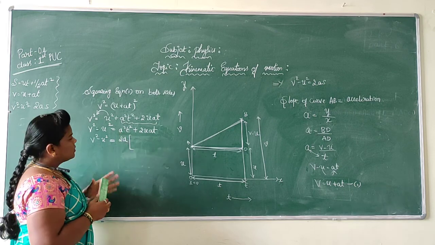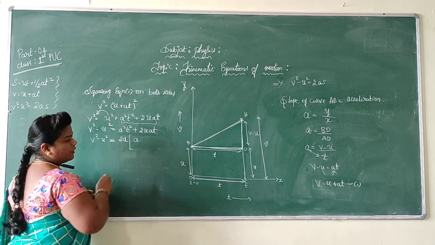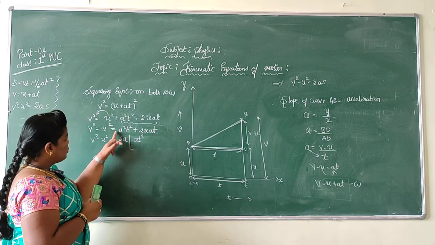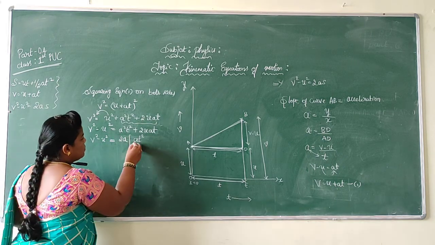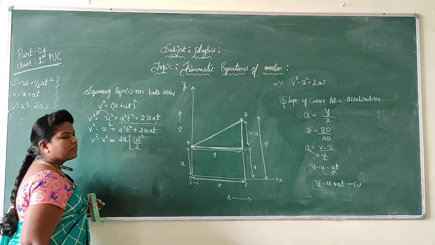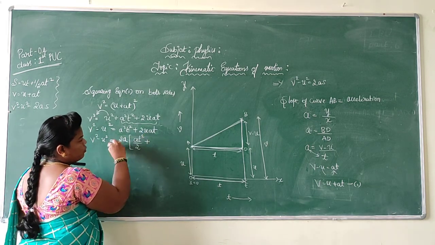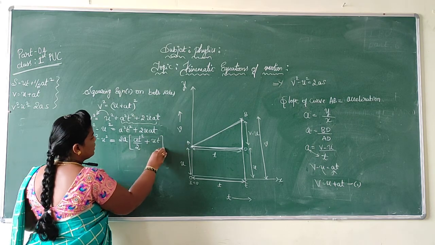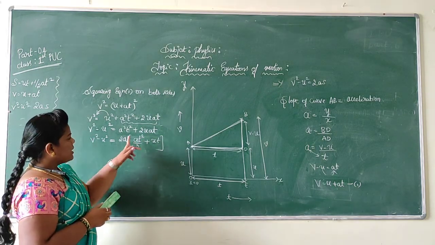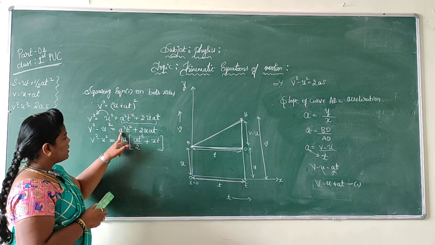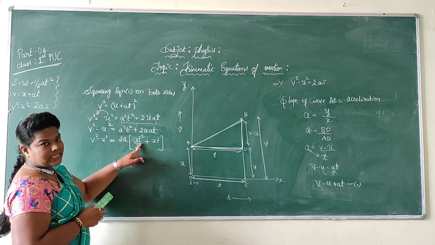One A came out, remaining is another A, and t square will be there as it is. But 2 is not there here, so it goes to the denominator. Plus 2A I removed outside, remaining is ut. Hope you got it, 2A is outside, so remaining is ut. And here A is outside, remaining is A and remaining is t square.